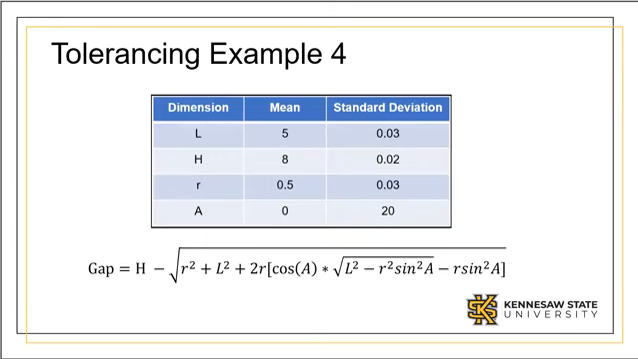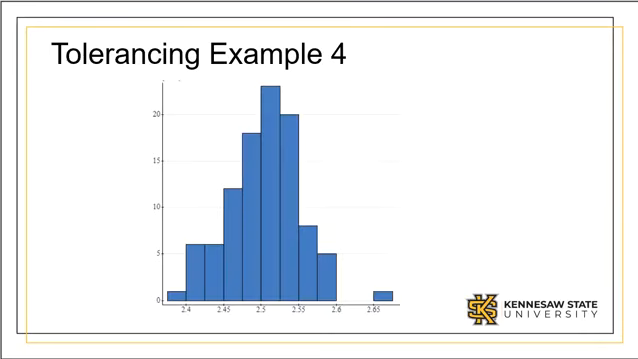The mean and standard deviation for each dimension is shown here. The gap equation is found through trigonometric manipulation. As you can see, it is highly nonlinear. We run the Monte Carlo simulation with 100 trials.